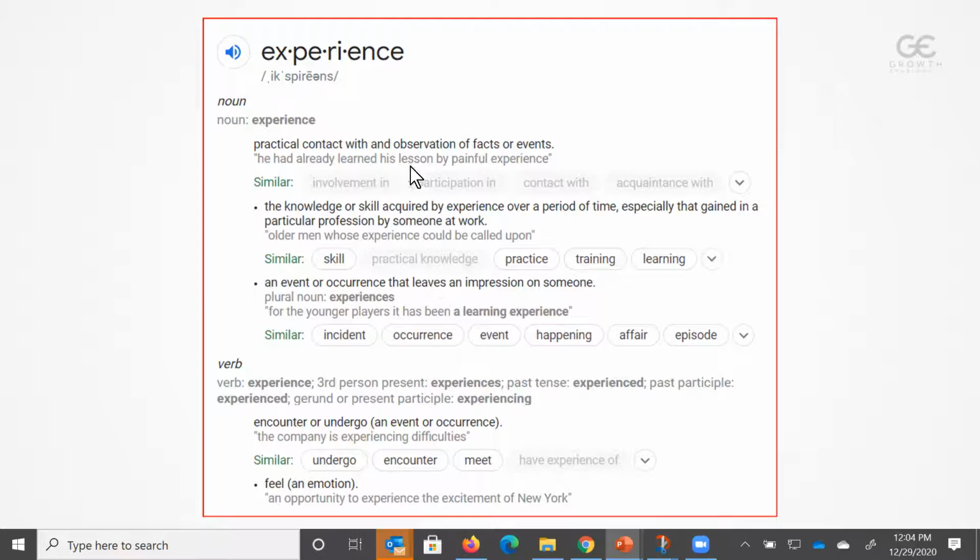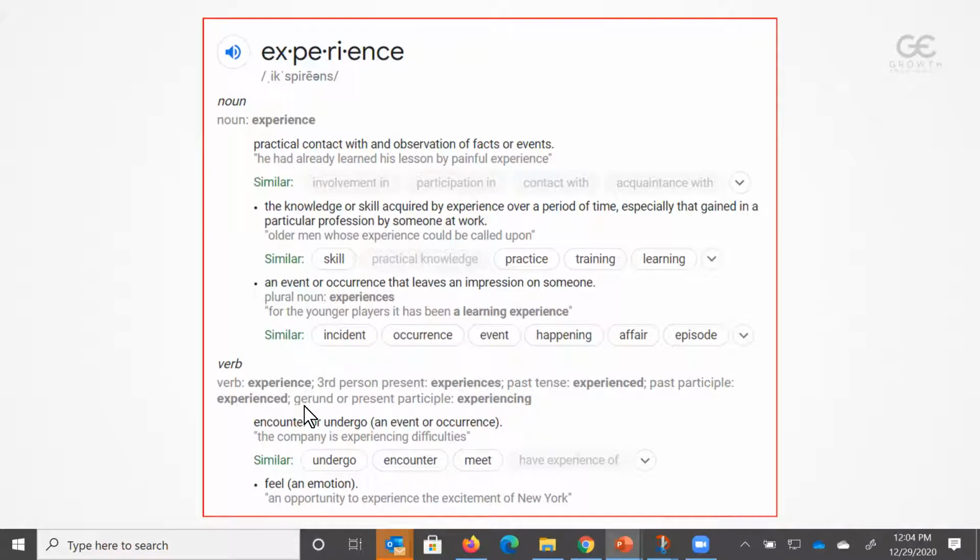So that's interesting. How do we weave these ideas together? But then, oh, look, it's also a verb. How cool is that? Verbs in action. See, I'm trying to connect, by the way. Hopefully you noticed that I'm trying to connect the dots to other things. Encounter or undergo an event or occurrence. The company is experiencing difficulties.